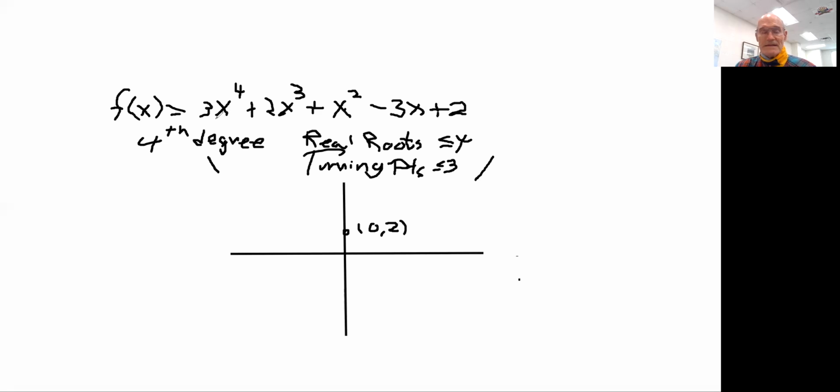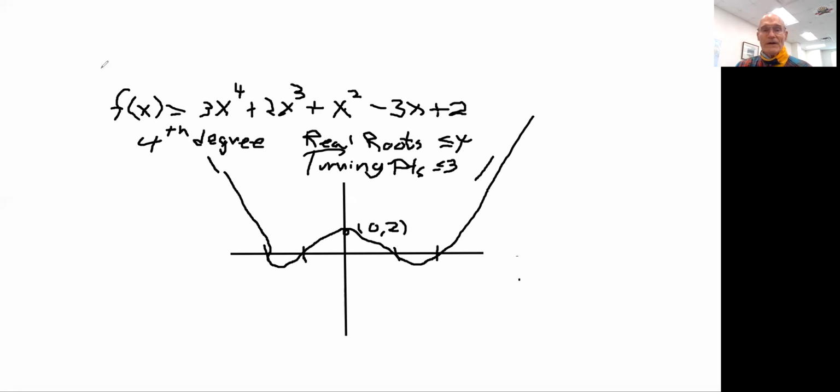Now, as I said before, it could have several intercepts. Since it's a 4th degree, we could have an intercept here, an intercept here, and we can find these using the calculator. We could have an intercept here and an intercept here. So we can have a curve that comes down like this, comes back up, goes through (0, 2), and goes like that.